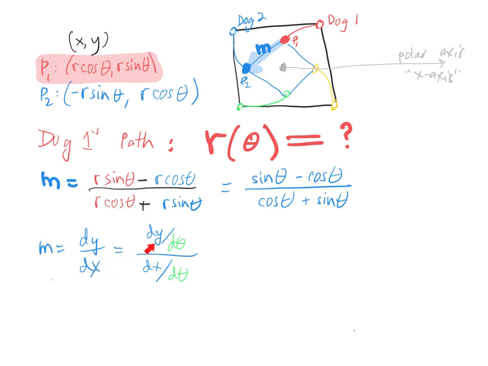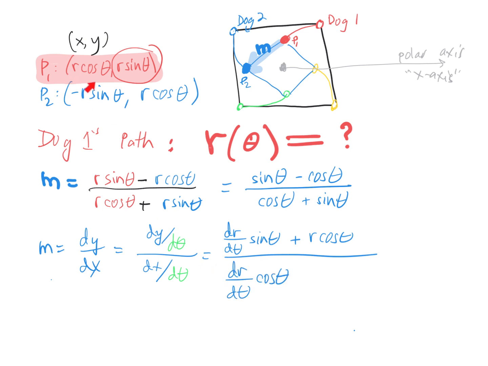So what is dy/d theta? The y-coordinate is right here, and remember that r is itself a function of theta. So we're going to have to use the product rule. Using the product rule, dy/d theta is dr/d theta times sine plus the derivative of sine, which is cosine of theta, times r. Now let's do dx/d theta. It's dr/d theta times cosine plus the derivative of cosine, which is negative sine of theta, times r.